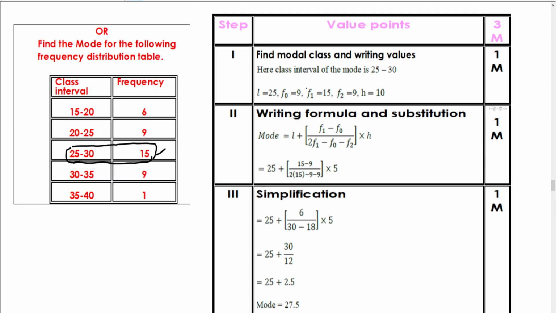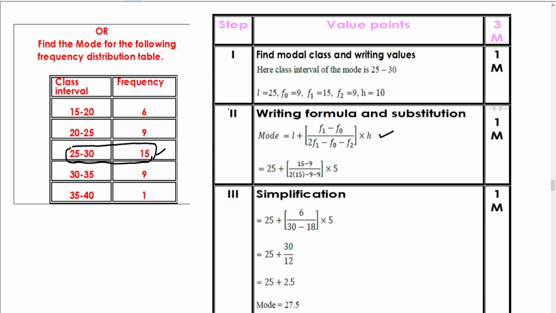For identification of the modal class, first of all, you have to remember this formula correctly, the mode formula. Mode is equal to L plus (F1 minus F0) upon (2F1 minus F0 minus F2) into the height of the class interval. Be careful.